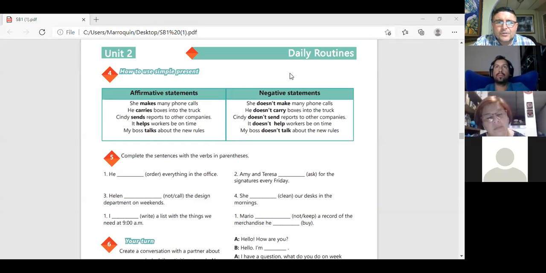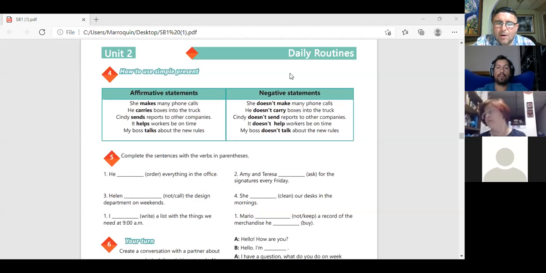He doesn't shave. How do you say ella no tiene hijos? She doesn't have children. She doesn't have children. How do you say ella no maneja rápido? She doesn't drive fast. Exactly. Any questions so far? Questions? No. ¿Vamos bien hasta ahorita?